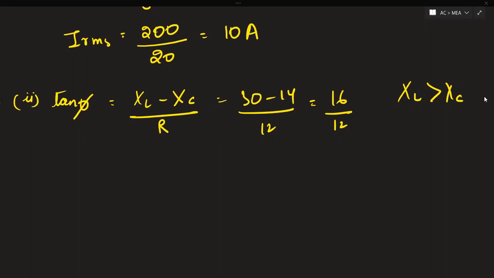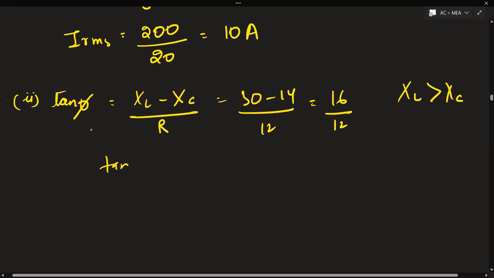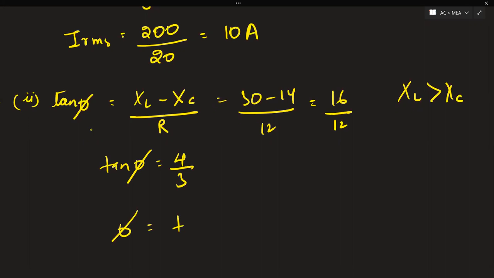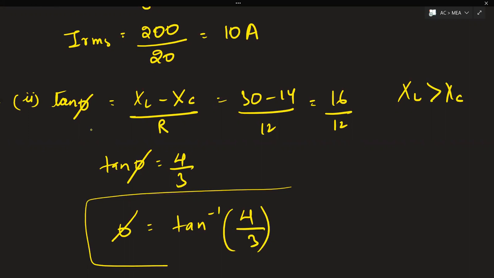So 16 divided by 12, or you can write tan phi as what? Tan phi can be written as 4 by 3. So you can leave your answer at this step also. Phi is equal to tan inverse 4 by 3. In your entrances also, these kinds of options are mostly given in terms of 4 by 3, 3 by 4, like this. So quickly note it down.